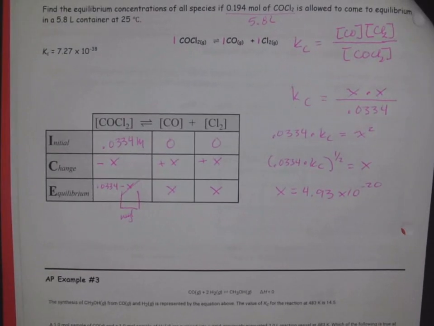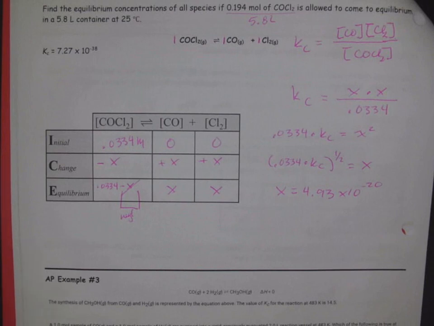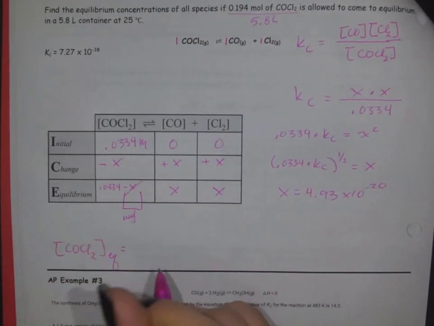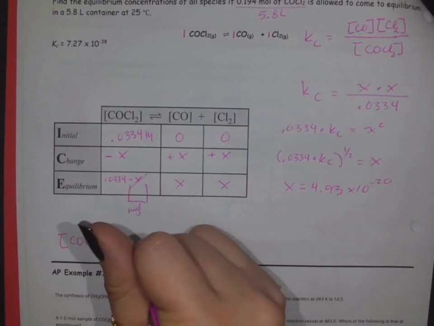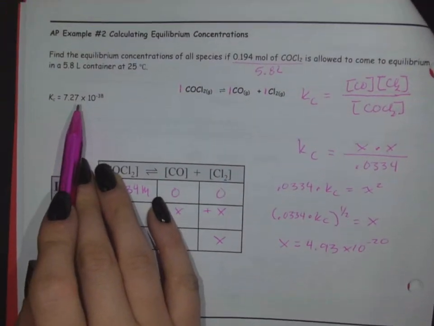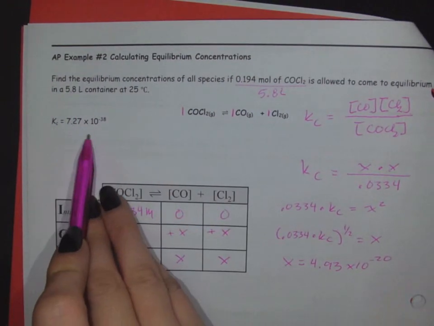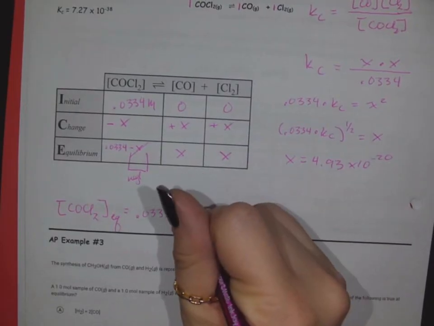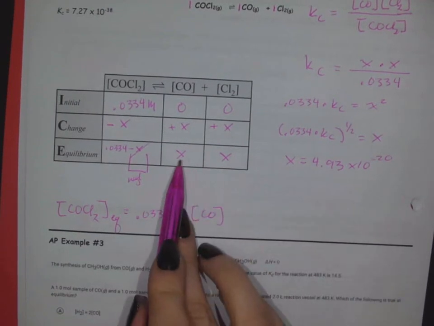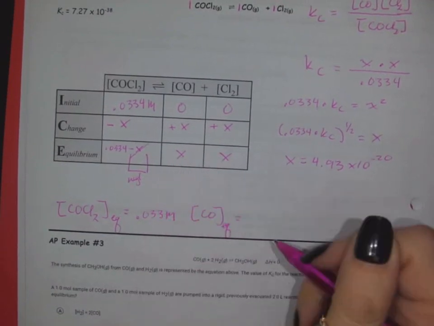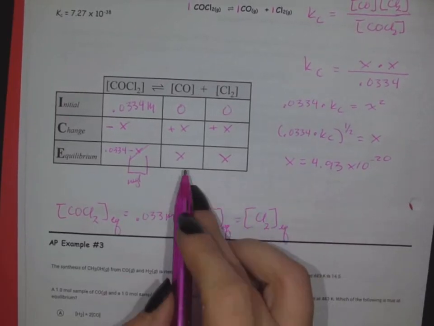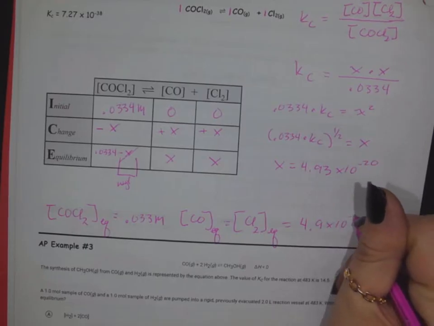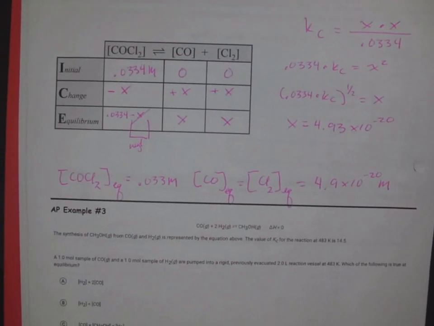All right, great. So now we know what the x value is, but what is the concentration of each of these items at equilibrium? Well, the concentration of COCl2 at equilibrium, this x is so much smaller compared to this, and so it's just going to be 0.0334. How many sig figs should we do? This was 3 sig figs. That was actually 2 sig figs. This is 3 sig figs, so I'm going to go with 2 sig figs. And so 0.033 molarity. Now, the concentration of CO at equilibrium is going to equal the concentration of Cl2 at equilibrium, because they both have this x value, and we know what that x value is. And so with 2 sig figs, 4.9 times 10 to the negative 20th molarity. Okay, beautiful.